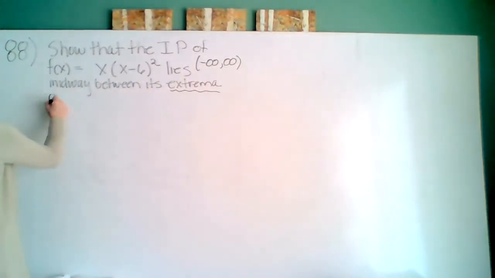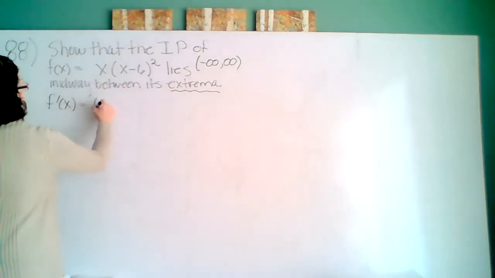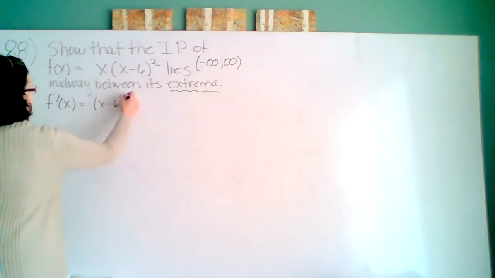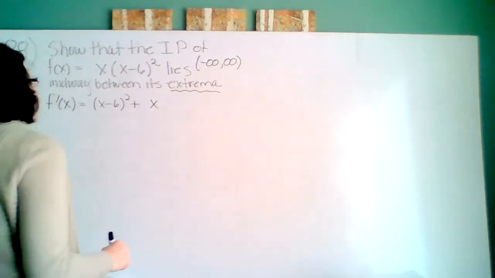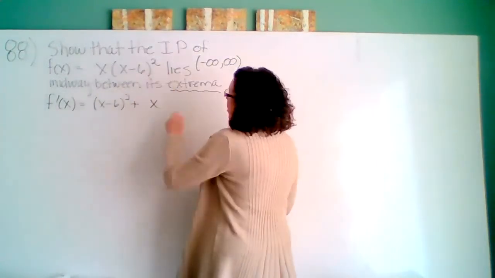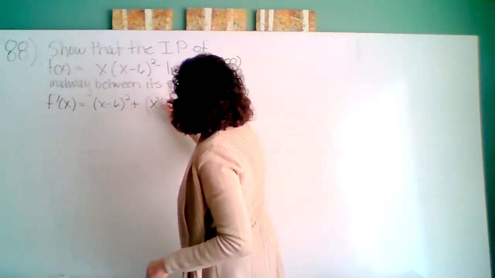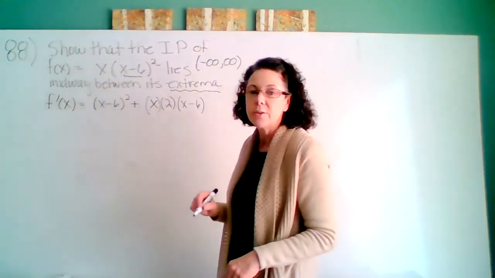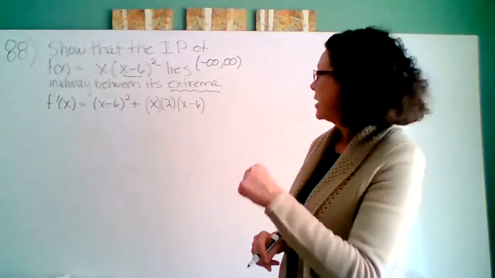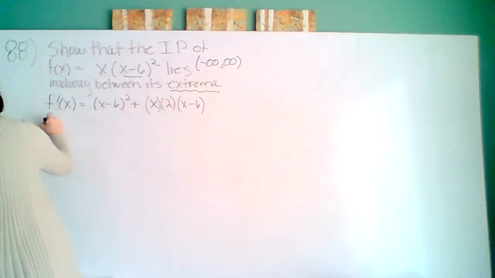All right, let's find that first derivative. I'm going to use the product rule and I'll need a chain rule here. The derivative of x is 1 times (x minus 6) squared, plus I'm going to keep my x and multiply by the derivative of (x minus 6) squared. So anything squared is 2 times anything to the first. And then the derivative of the inside function is a 1 by the chain rule, so I won't write the 1. Let's just clean that up a little bit.